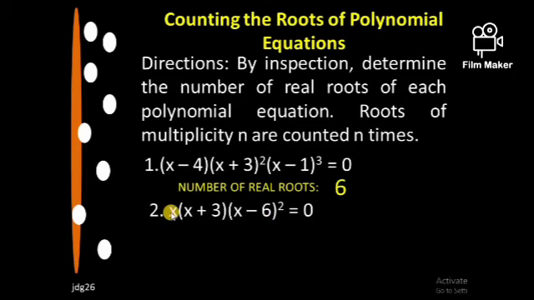Number 2. x times x plus 3 times x minus 6 squared is equal to 0. So, let us count the number of real roots. And you are correct. We have 4.